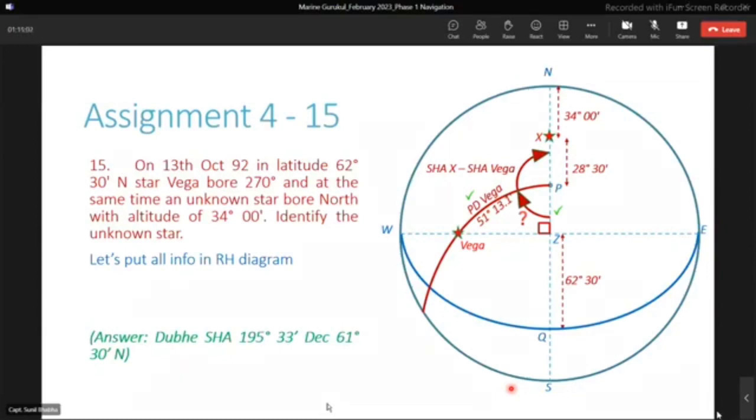Okay, beta, I'll tell you. Whenever you get a star identification question and you get the SHA and declination and you match it, there can be a bit of difference between your values and the values given in the table. That difference is basically because the positions which we are using in these calculations are our DR positions, dead reckoning positions. Because of that, some slight error can be there. So you pick up whatever the nearest value is available in the table, pick up that particular star and take that as your answer.